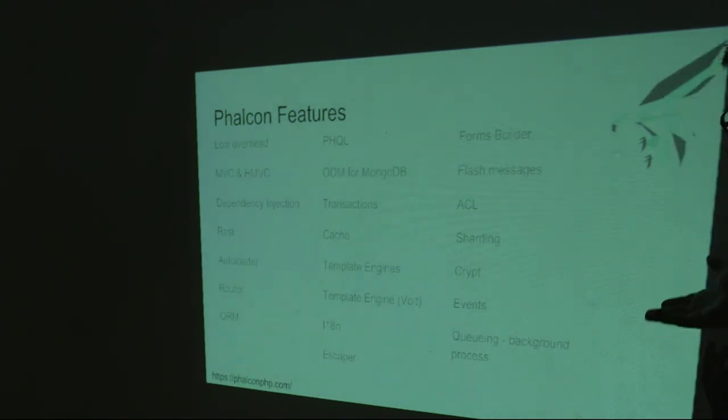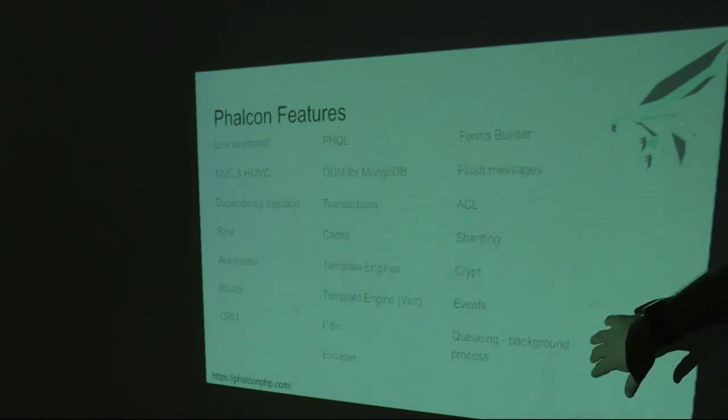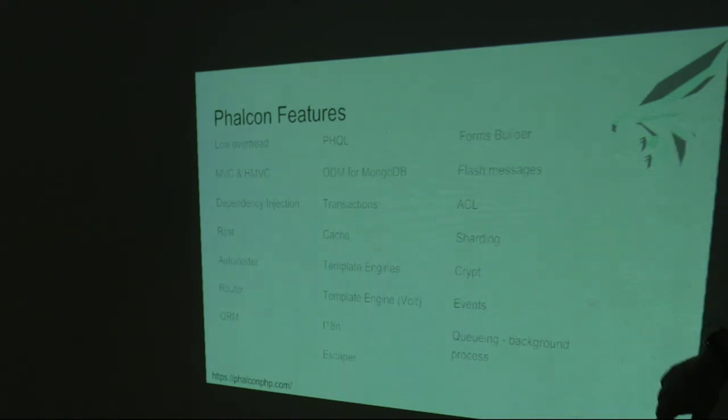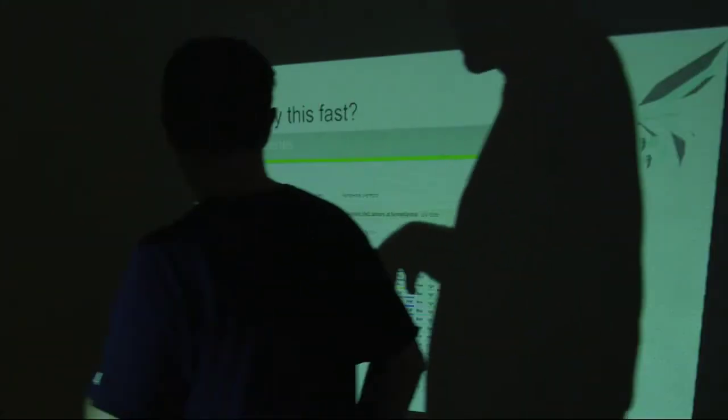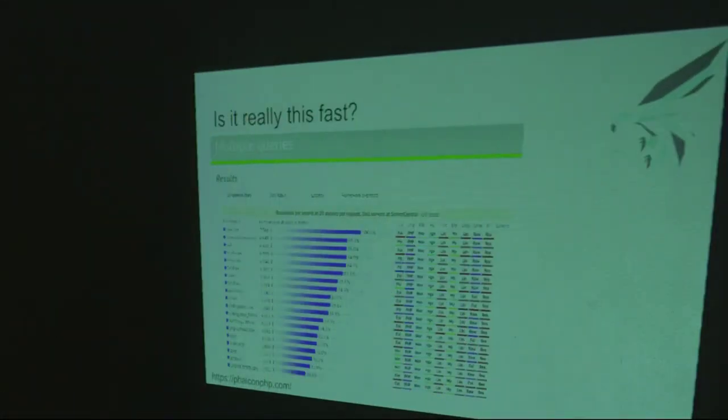We have routers, autoloaders, events, queuing and background processes like beanstalkd, flash messages, so pretty much quite a few things here that you can use. Now you might not be able to see this really well, so let me try and find which one is the Phalcon one. It should be at the top.